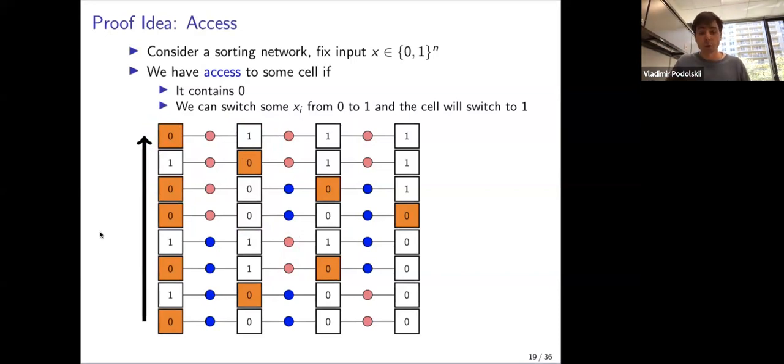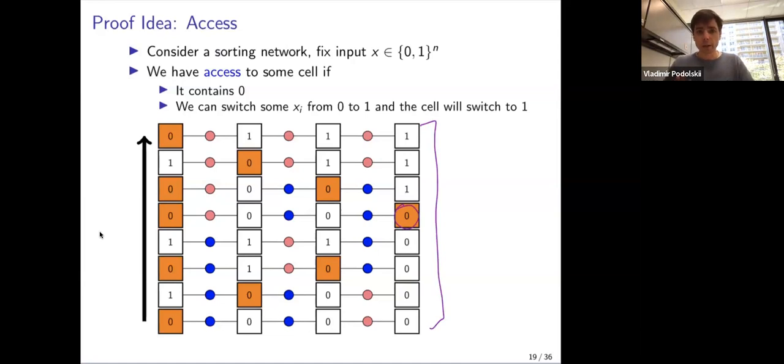Note that if your sorting network is sorting correctly, then you can have access only to one cell on the output, because this thing should be sorted, and if you switch something from 0 to 1, it should still be sorted. So this 0 must switch to 1, and this is the only way. And this is an important thing for us.